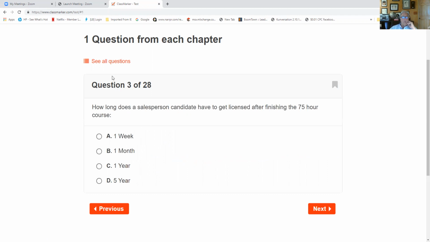Now, if you haven't noticed yet, we're doing one question from each chapter, and this is a question on chapter 3. But chapter 3 is the chapter that has the most questions on the test. So in our studies, we want to pay particular attention to chapter 3. But this little Quizlet here is for just one question from each chapter.